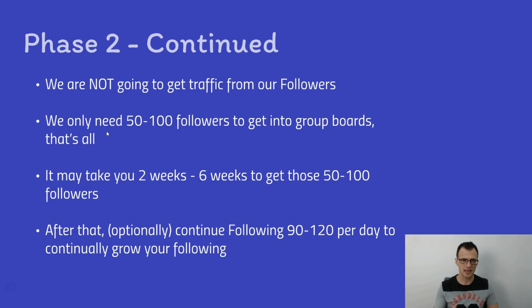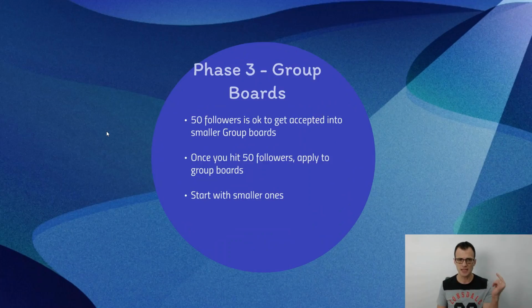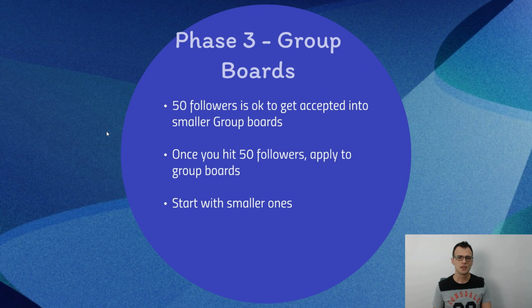Now, what happens after that is we just need those followers to get into the group boards, all right? And it may take you something like 2 weeks, 3 weeks, 5 weeks, 6 weeks to get those first 50 followers or so. After that, you can continue following if you want, or you can stop, and just from posting your content to group boards, which I will show you a bit more about, you will grow your following just by posting content, because people will follow you because they like your content, if that makes sense.